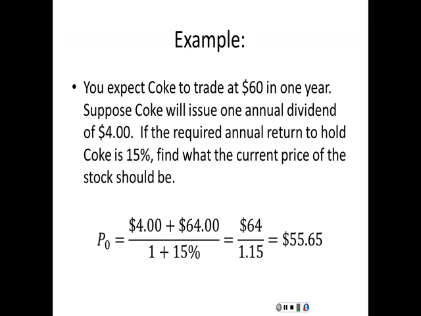Let's look at a simple example. We think Coke will trade at $60 in 1 year. And Coke announces they'll issue a dividend of $4 next year as well. If the required return is 15%, what should the current price be? So my future cash flow for owning this stock would be $60 in 1 year plus the $4 dividend. So my future cash flow would be $64. I want a 15% return, so if we think about time value of money, I'm just going to discount $64 at a rate of 15%. So the equivalent value today would be $55.65. That's what we call the intrinsic value, or the value I place on the stock today.